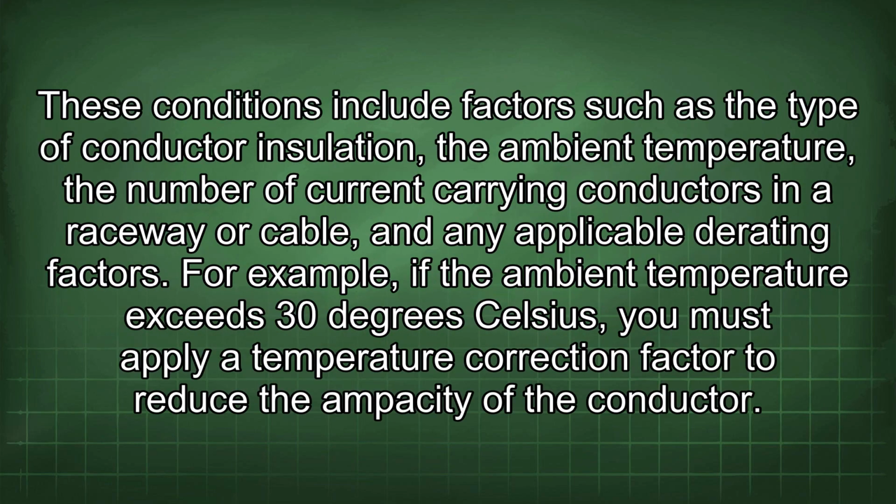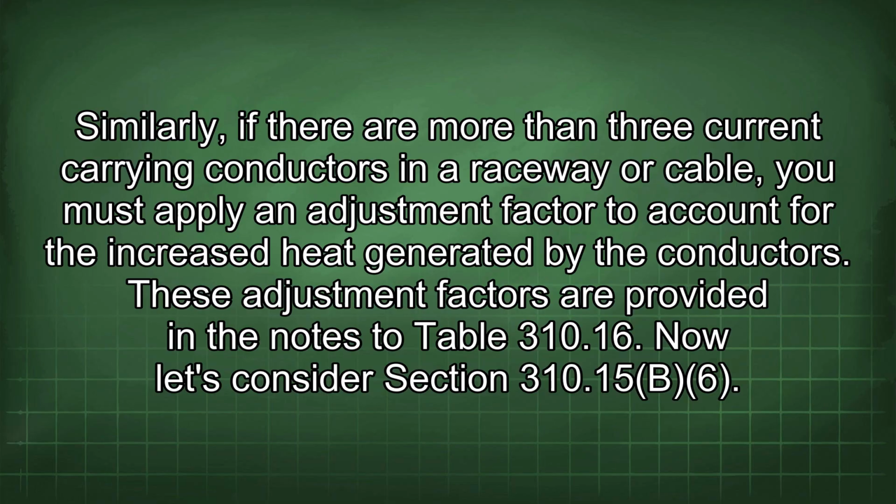These conditions include factors such as the type of conductor insulation, the ambient temperature, the number of current carrying conductors in a raceway or cable, and any applicable derating factors. For example, if the ambient temperature exceeds 30 degrees Celsius, you must apply a temperature correction factor to reduce the ampacity of the conductor. Similarly, if there are more than 3 current carrying conductors in a raceway or cable, you must apply an adjustment factor to account for the increased heat generated by the conductors. These adjustment factors are provided in the notes to Table 310.16.